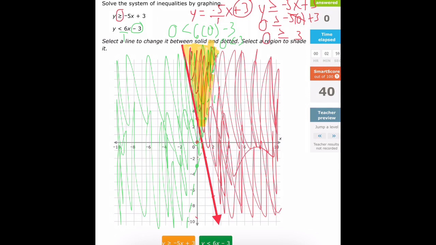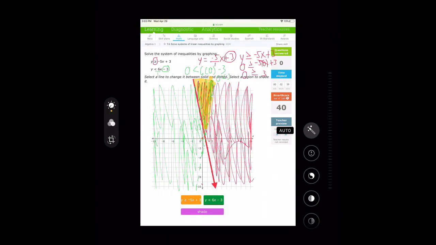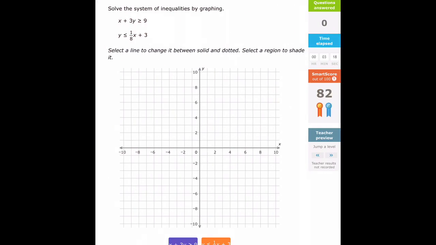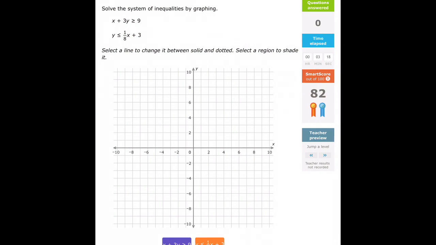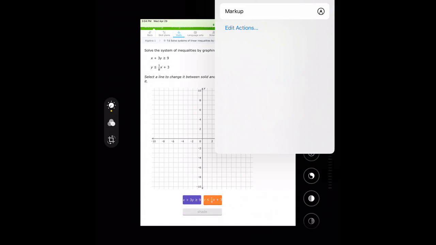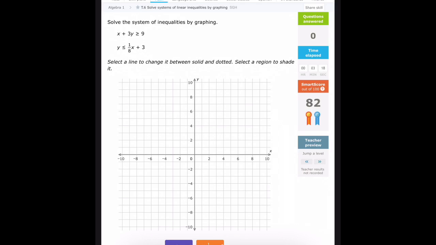All right, here's one more example. This is if you're having trouble with one in standard form. If you're doing it in standard form, I'm just going to show you real quick what I would do. I would change it into slope-intercept form. So I'm going to change x plus 3y is greater than or equal to 9.